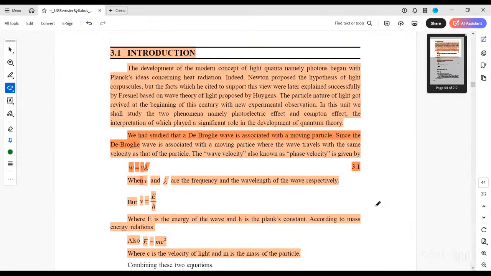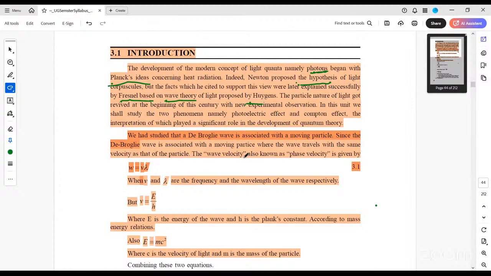First, we will see the de Broglie wavelength. When we refer to light, we use the term photons. This light photon is explained on the basis of Planck's theory. With Planck's ideas, we will discuss a few things. Newton proposed the hypothesis of light, but the facts which supported it were found afterwards. It is explained by Fresnel based on the wave theory of light, which was proposed by Huygens.